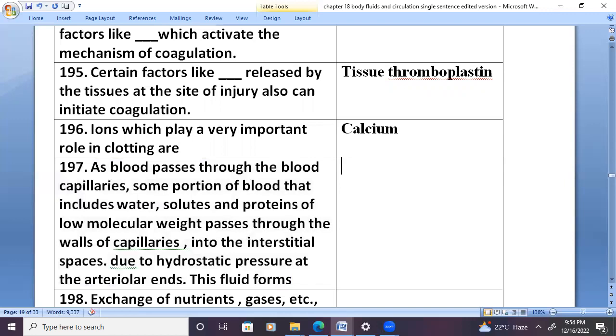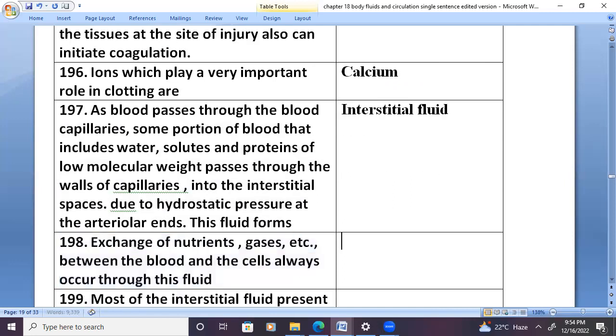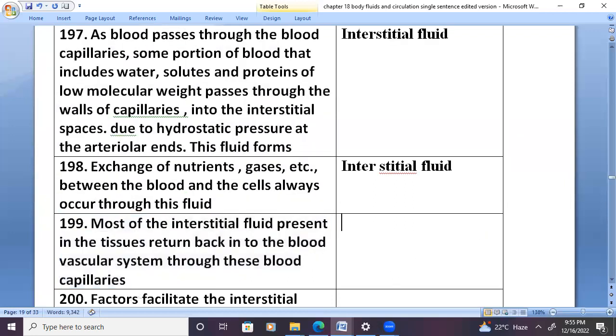As blood passes through the blood capillaries, some portion of the blood, including water, solutes, and proteins of low molecular weight, passes through the walls of the capillaries into the interstitial spaces due to hydrostatic pressure at the arteriolar ends. This fluid forms the interstitial fluid. Exchange of gases, etc., between the blood and the cells always occurs through this fluid. We call it interstitial fluid.